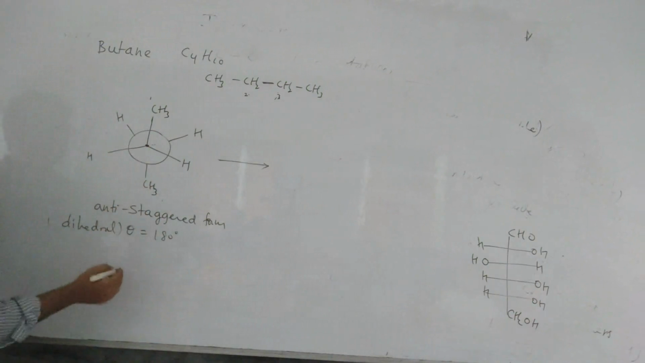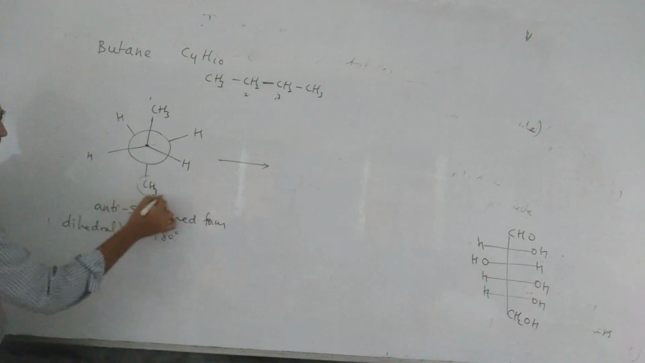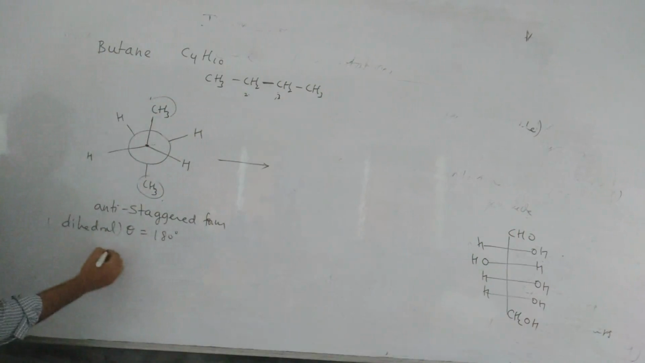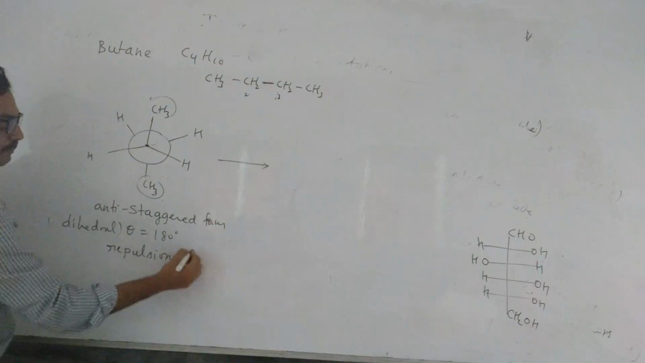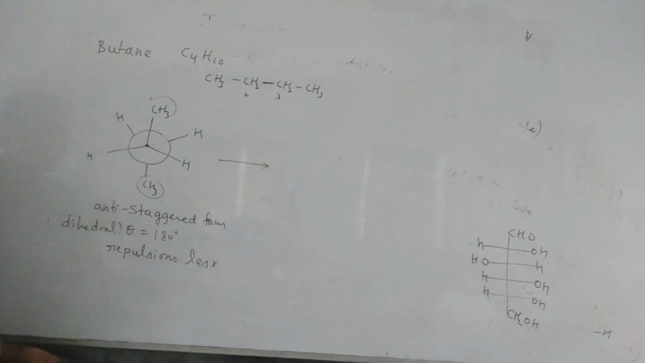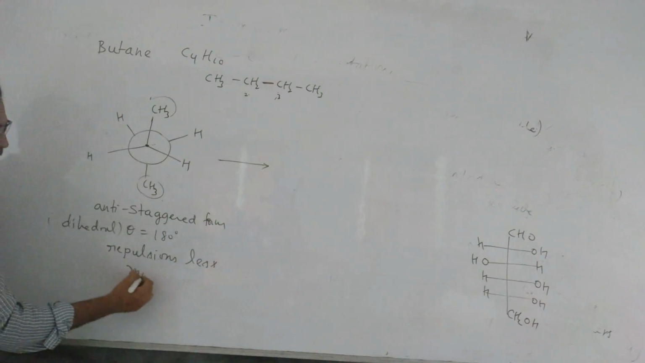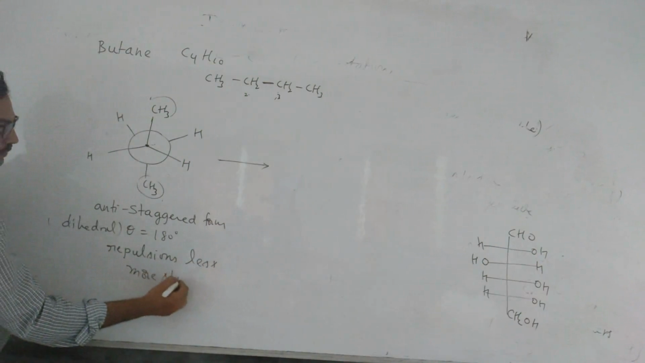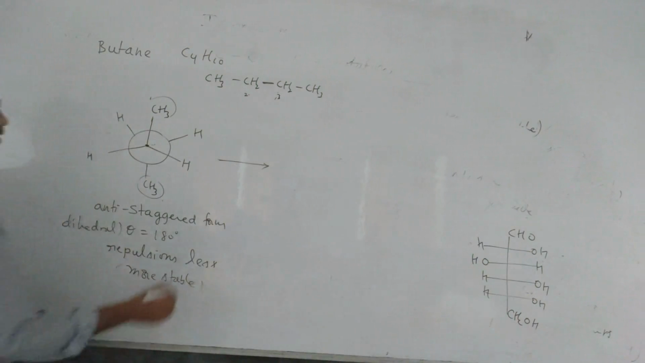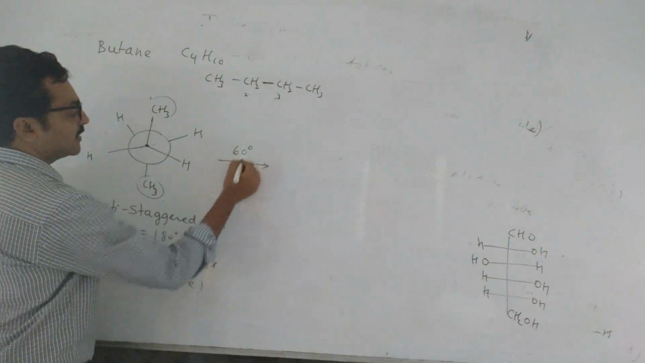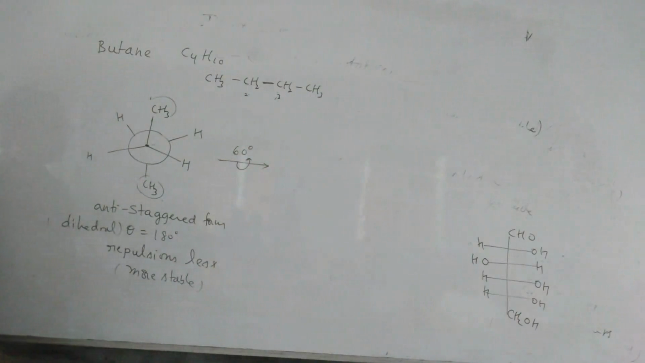Now, this form, see, CH3 here and CH3 here are there, no? So repulsions will be less, children. Why? Because they are far from each other. Repulsions are less. Right? And this is the more stable form. Why? Because both the CH3s are far from each other. Now, if I rotate 60 degrees in an anti-clockwise direction, okay, then what isomer will you get?